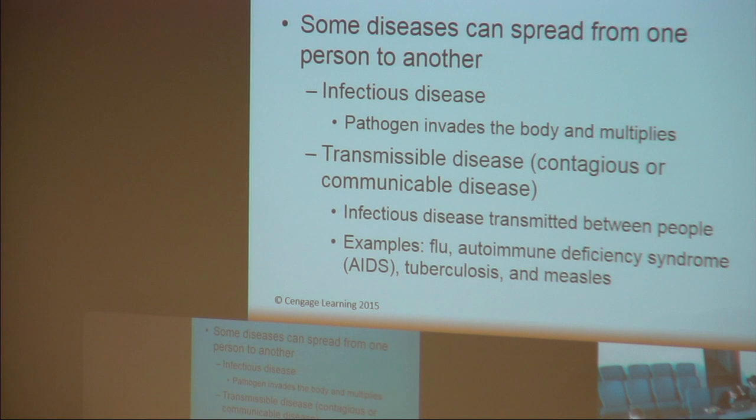So the biological hazards, there are 2 different categories of these diseases. You have the infectious type, okay? That's where it invades the body and multiplies rather quickly. And then you have the transmissible type, where it's contagious. Usually there is overlap with the two, but not necessarily.